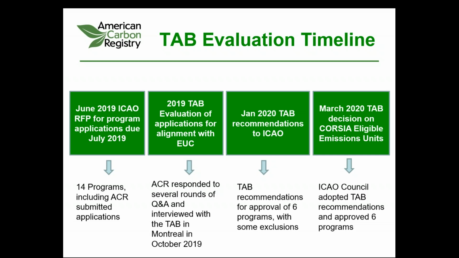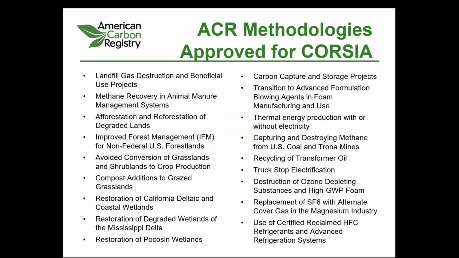And on last Friday, March 13th, the ICAO Council adopted the TAB recommendations and approved 6 programs. The approved programs and units, including any limitations and exclusions, will be published on the ICAO website in a document called CORSIA Eligible Emissions Units. ACR's application to ICAO included all approved and active methodologies in all sectors with no exclusions. ICAO approved all sectors submitted by ACR and all ACR methodologies in the agriculture, forestry, and land use, livestock, transport, fugitive emissions, waste handling, geologic sequestration, and energy sectors. And this slide presents a list of all of the eligible methodologies.